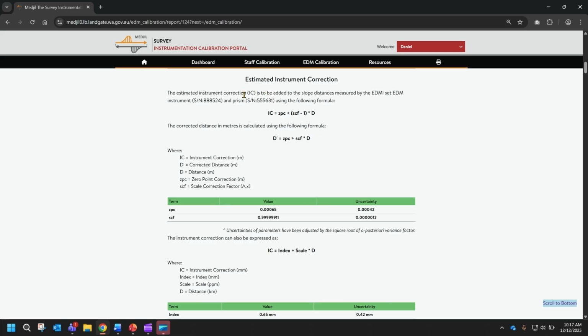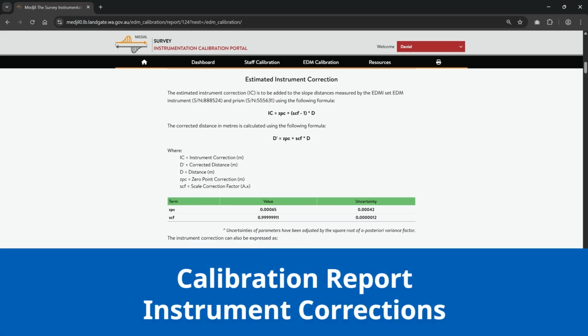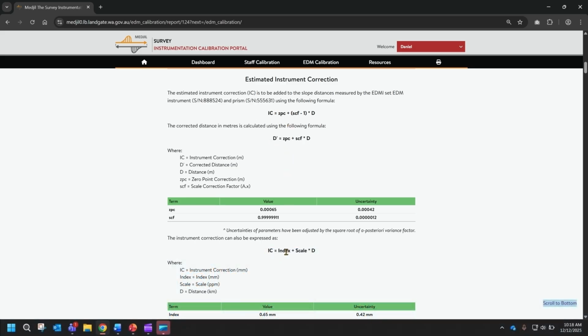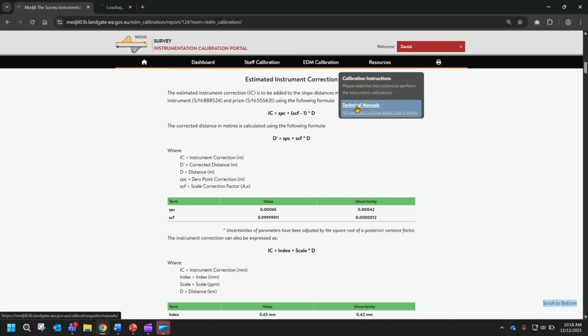And the first part that's going to be relevant to us is going to be estimated instrument corrections. Instrument corrections are displayed in a number of formats, which can get a bit confusing. However, these are actually all mathematically equivalent. For more information, I would recommend you open up the Medjil technical manual, take a look. So I'll show you that relevant section now. Click on resources, click on technical manuals. I'm just going to open it in a new tab.